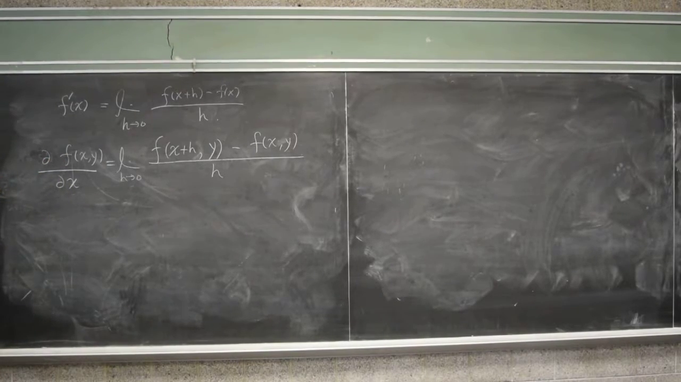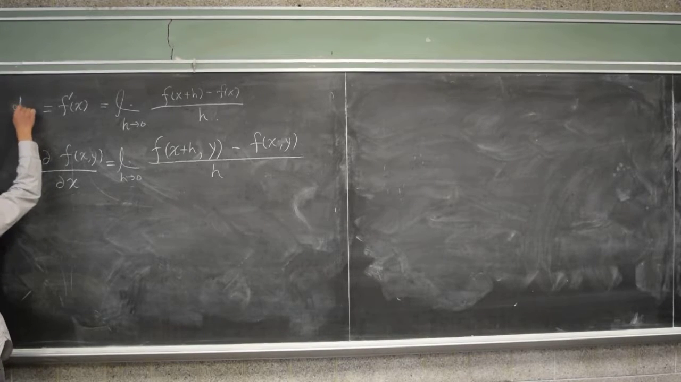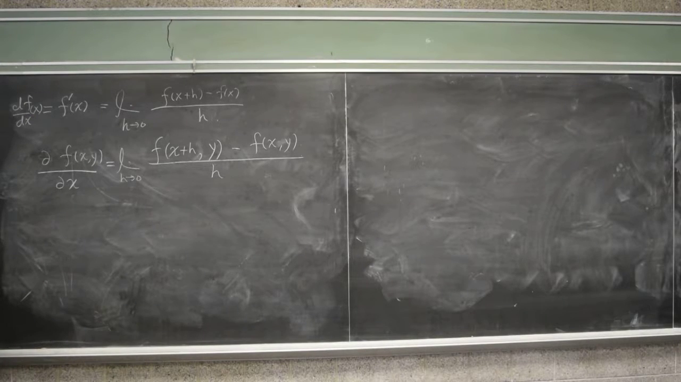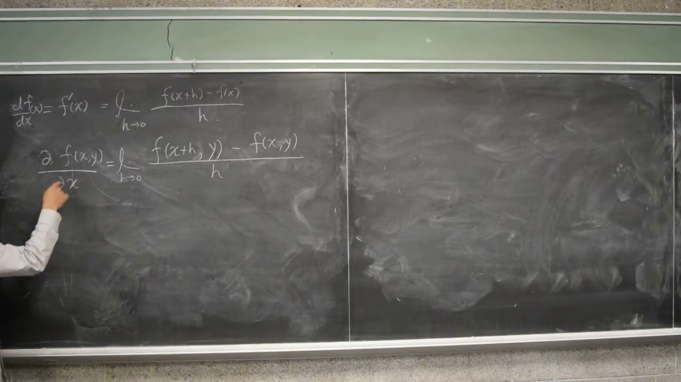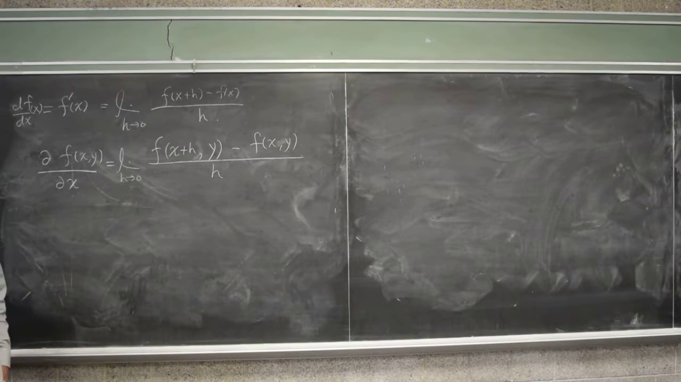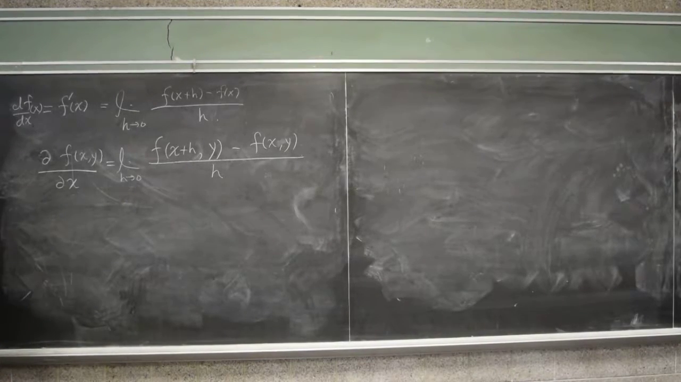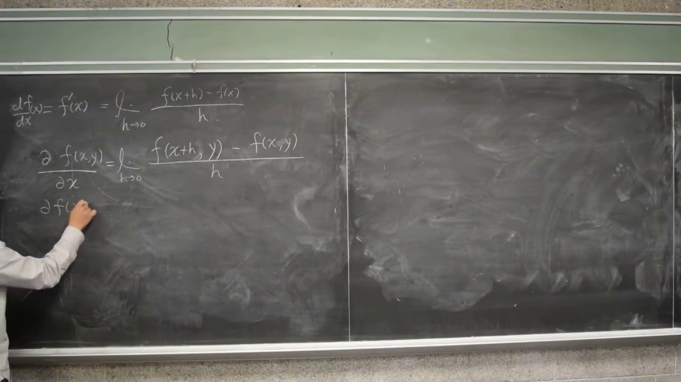So instead of writing, the Leibniz notation for this is df over dx, right? That's the symbol for differentiation in Calc 1. But now the symbol for differentiation is this round thing. Sometimes it's pronounced round f over round x, or sometimes they just say partial f with respect to partial x. This thing is called the partial derivative of f. Now, of course, there's the version with the partial derivative with y.